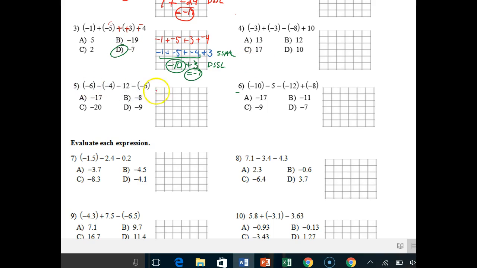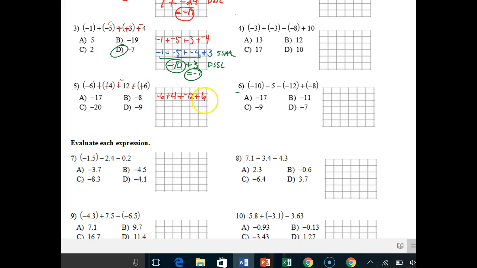Number 5 has a lot of subtraction in it, so make sure you keep this just the same as it is. Change the minus to a plus, change the -4 to its opposite, a positive. Then keep, change, change. Keep, change, change. Keep, change, change. So my new problem is -6 plus 4, right, plus +4, plus -12 plus 6 plus +6.